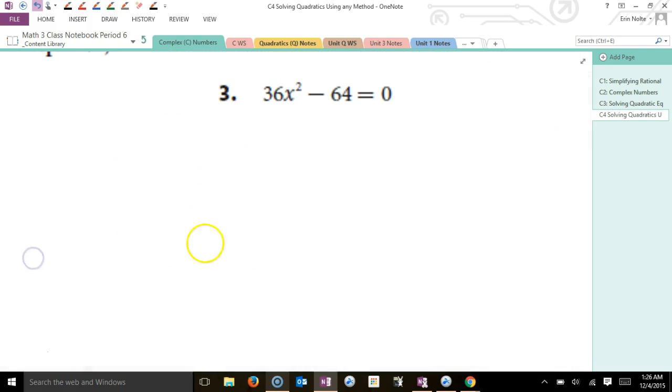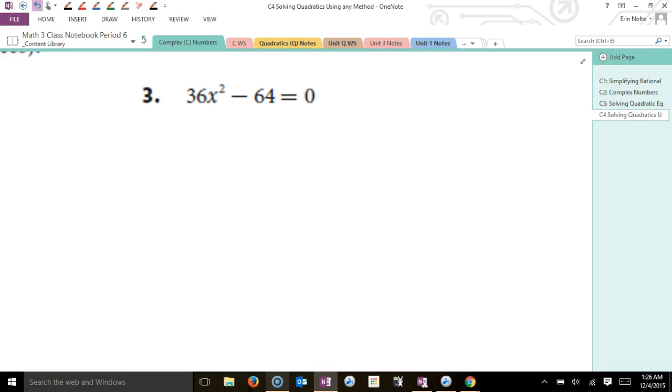Okay, let's try number 3. Which method would you use to solve question number 3? Square root method? Is there any other method that I could use? Quadratic. Could use quadratic formula. That should always be an answer, right? Can I factor this? Yes. It is factorable. But let's do the square root method because it's the easy way.